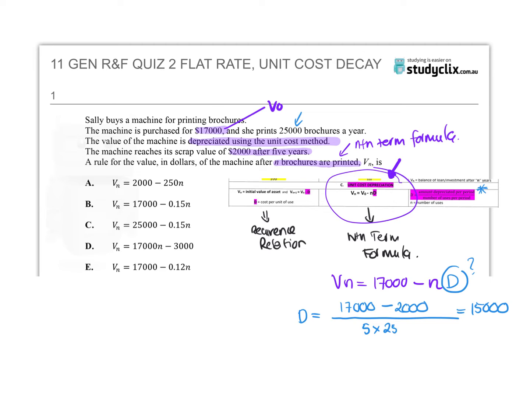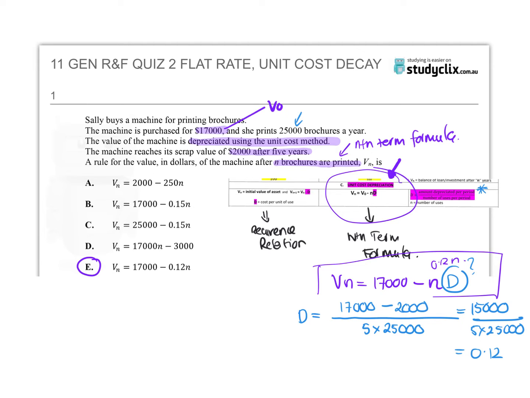So I'm going to say 5 times 25,000. So if you do that, what do we get? I'll just write that in. Pop that into your calculator. And I get that to be 0.12. So for every brochure printed, it's 12 cents. So going back to this formula here, this will be 0.12n. Now, which is the one that has that answer?